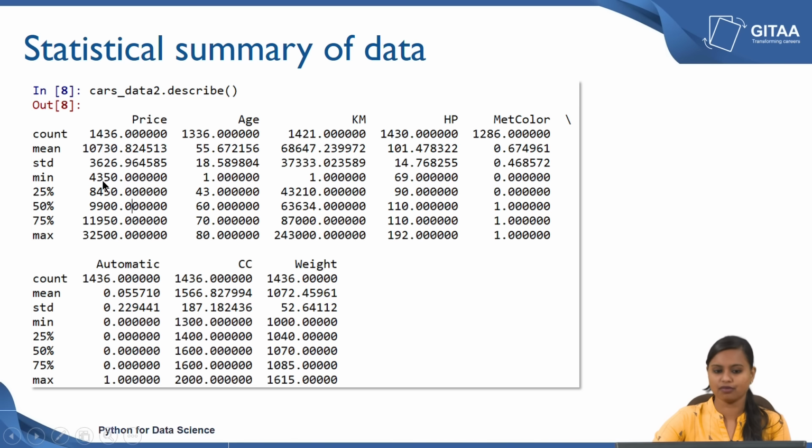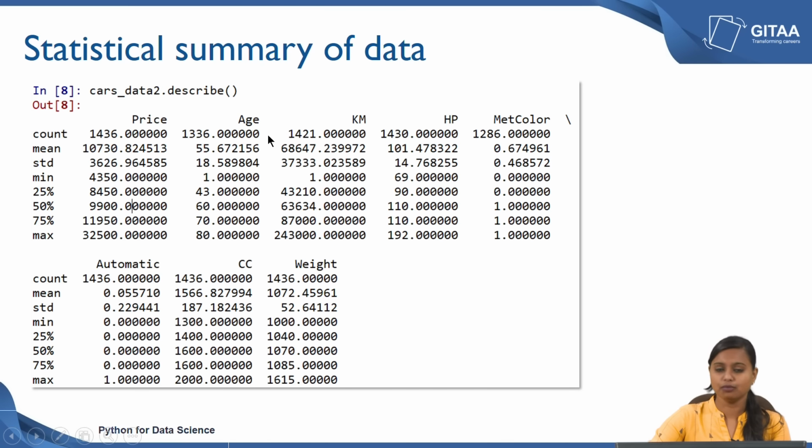The minimum price of the car is 4,350, and 25% represents that 25% of the cars' prices are less than 8,450, and 50% of the car's price is less than 9,900 euros. And if you look at 75%, then you can say that 75% of the car's price is less than 11,950, and the maximum price of the car from the data frame that we have here is 32,500.